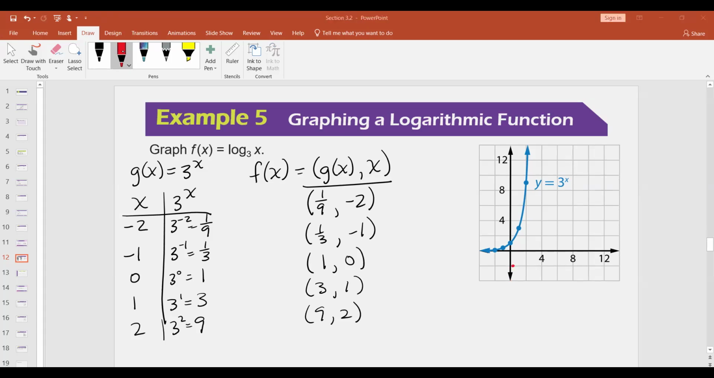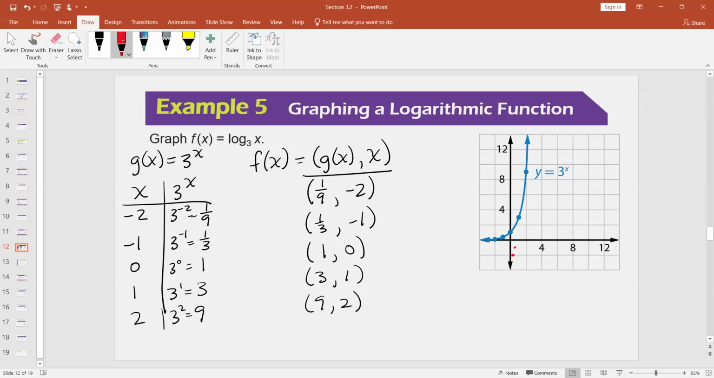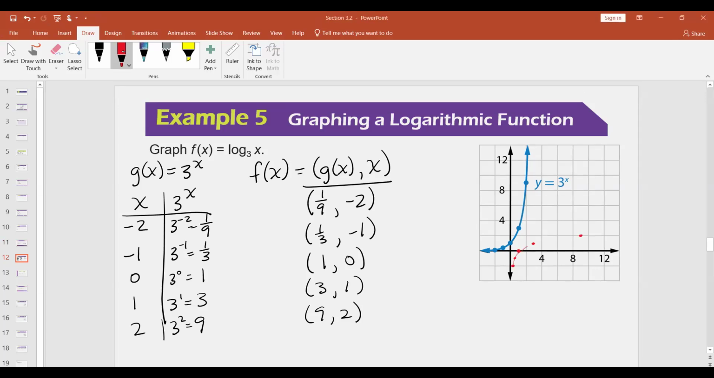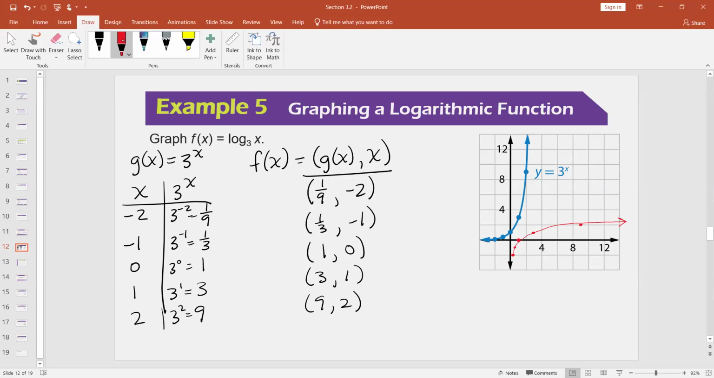-1, 1/3 is about right here. And at 1, 0, about right here. And then at 3, 1. Let's see here. So that's 1, 2, 3, and then it's about right there. And then 9, 2. So 4, 6, 8, 9, and then up about right here. All right. And so this gives us, mine's never very smooth or on the points, but close-ish. All right. So there is your f of x. That's your log base 3 of x.